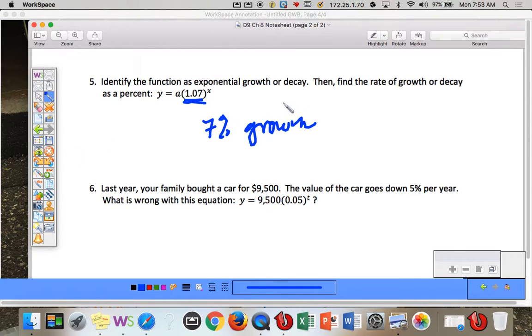Last year, your family bought a car for $9,500. The value of the car goes down 5% a year. What's wrong with this equation? Well, we know the decay rate here has to be 1 minus 0.05 instead of just 0.05.